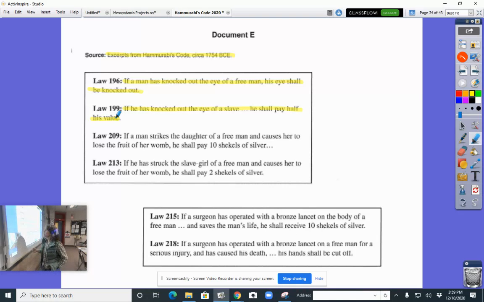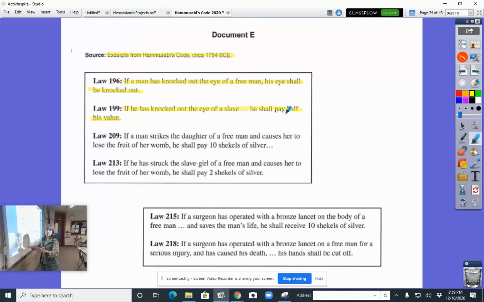What's going on here? One of the things we need to think about is who is the victim? Here, it seems that Hammurabi is saying in Law 196 that the victim is the actual man who got his eye knocked out. In 199, it seems as if the slave is not considered the victim, but the slave owner is considered the victim. So in this case, the slave owner gets to receive half of the value of that slave.